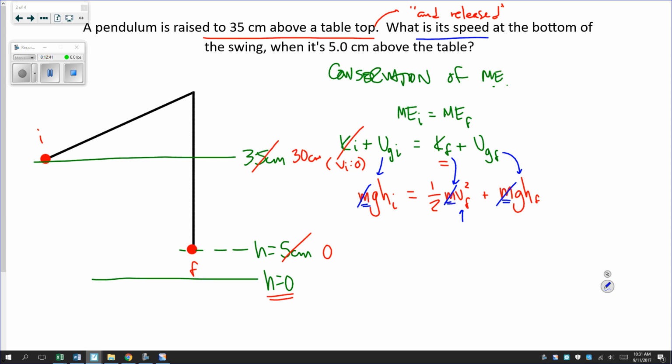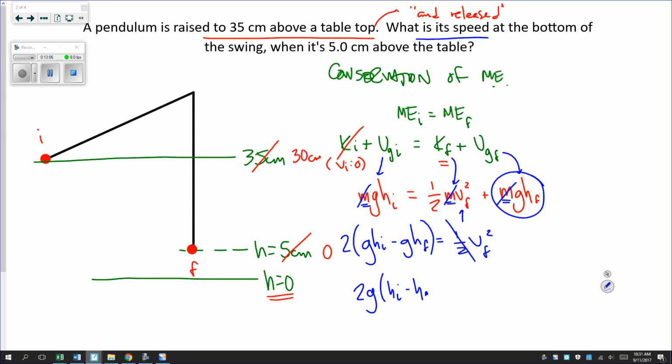All right, I want to get this V by itself, so I've got to get this stuff out of there, subtract it from both sides. We get g h initial minus g h final is 1/2 V final squared. Now I'll multiply both sides by 2, the whole side. And you know what I'm going to do? Watch this. I'm going to factor out this g to leave us with that. Now that would be V_F squared. I'm going to say there's our expression for V_F.